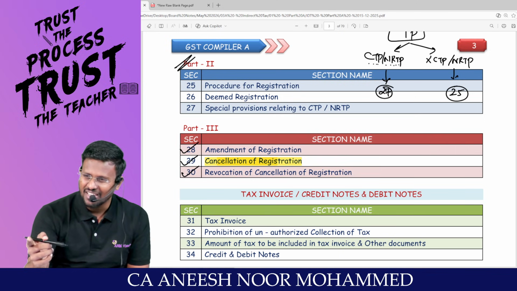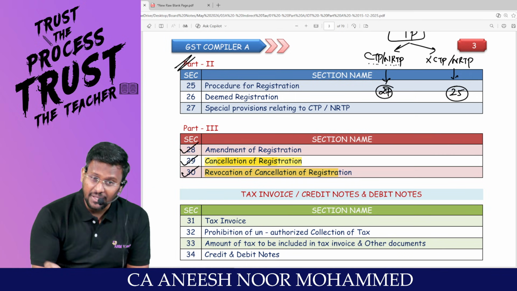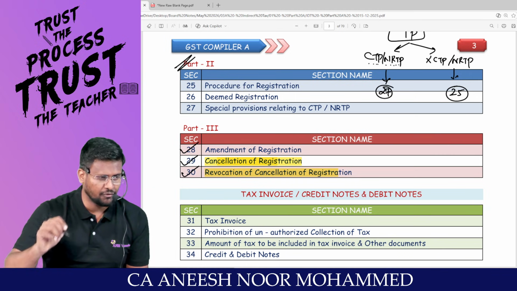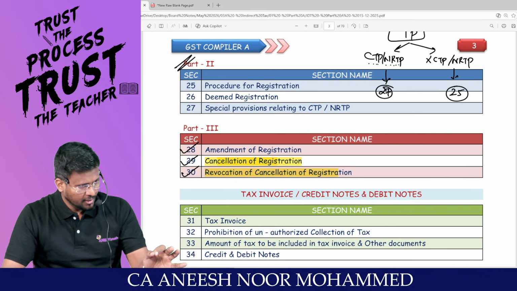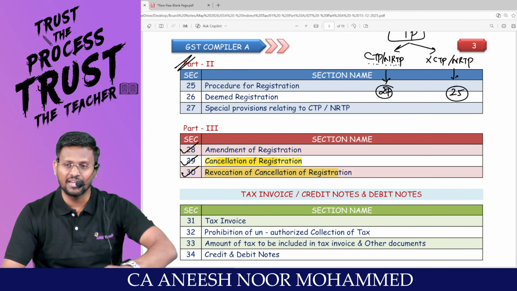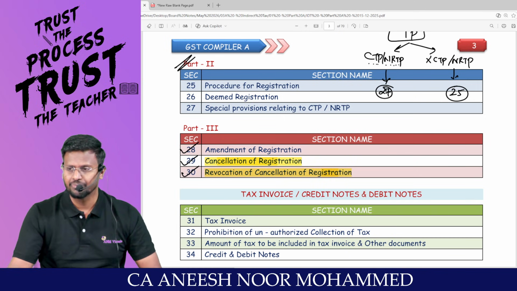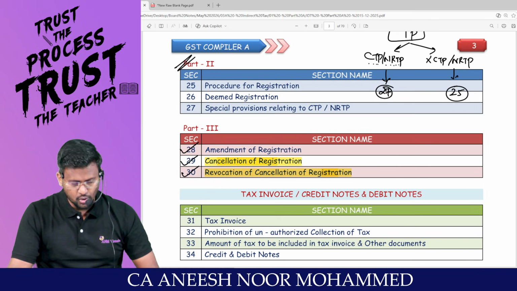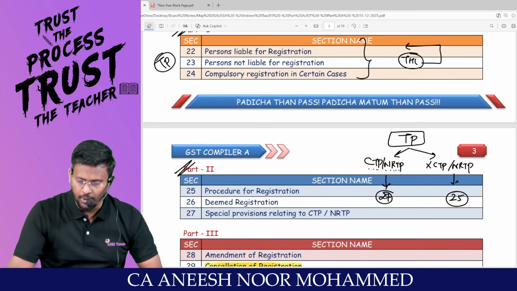You have cancelled the registration? No. Please revoke the cancellation of registration. Revocation of cancellation of registration means whatever cancellation has been done by the proper officer will be cancelled. That is called revocation of cancellation of registration. What is section 28? Amendment of registration. 29? Cancellation of registration. 30, revocation of cancellation of registration. Repeat once again from start.